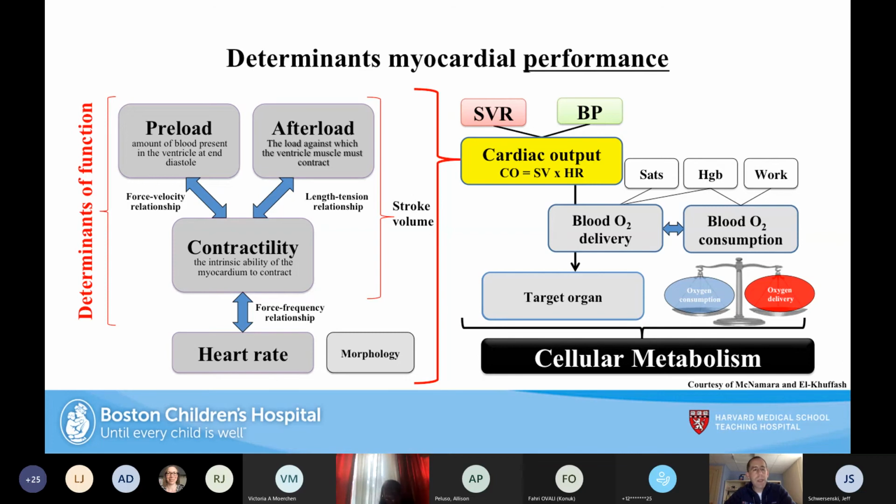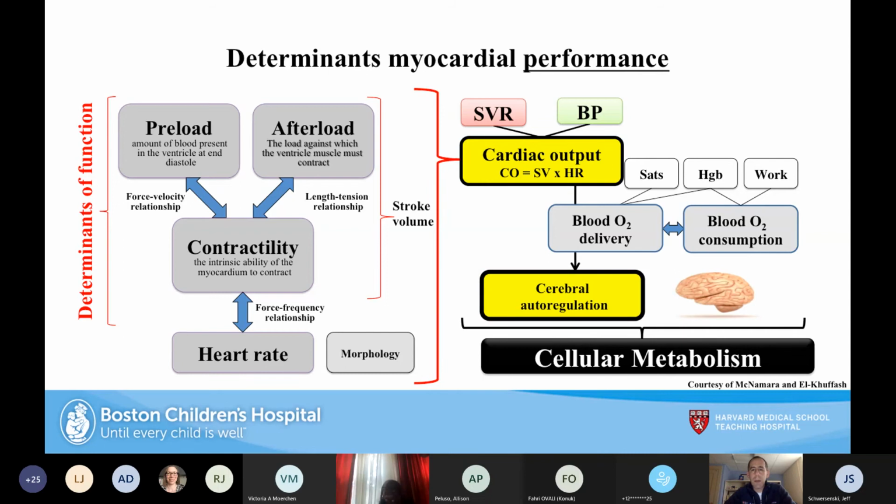For those who are interested in HIE and neurovascular development, we think of the target organ as the brain, and we think of cardiac output with its target organ and cerebral autoregulation. For those who are fascinated by pulmonary hypertension and pulmonary vascular disease, we think of the target organ as the lungs, where the right ventricular performance is the piece of the puzzle that will give us insight to cellular metabolism.